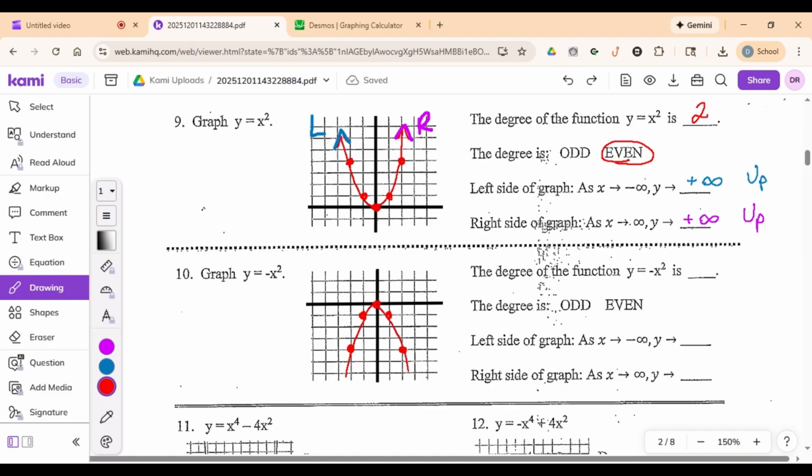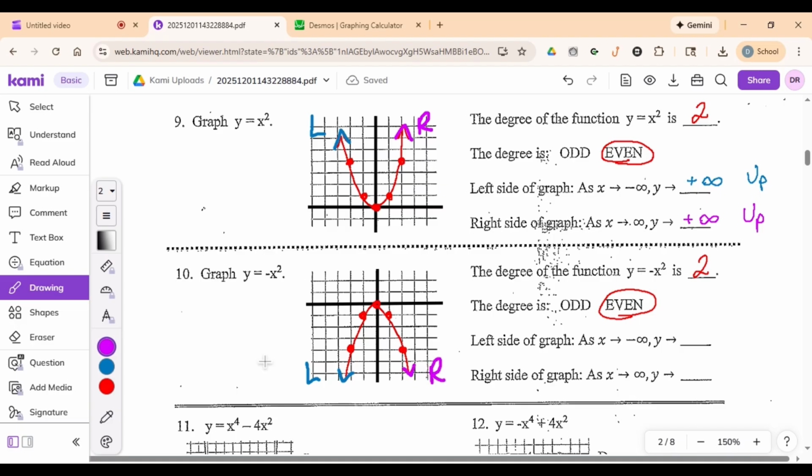Now, as we talk about it, there are some things that are the same. For one, the degree is still 2, just like it was on the last one. And the degree is even, so we're getting a similar outcome to what we saw in the last one. The only difference is with this negative, we're seeing a graph that is pointing down on both the left side and on the right side.